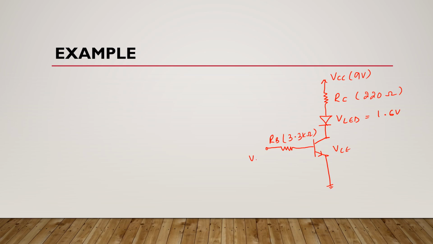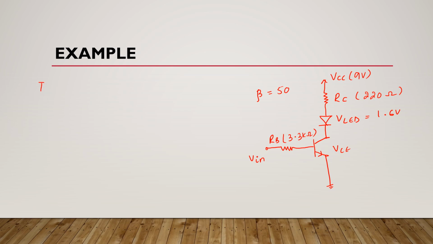Now here we have input supply. If beta is 50, how are you going to find the amplitude of this input voltage which is necessary to make sure that this transistor is in saturation mode here? How are you going to start your analysis?